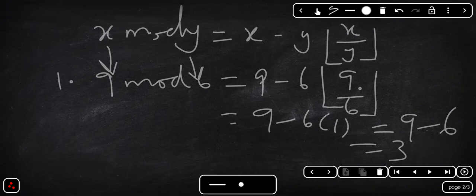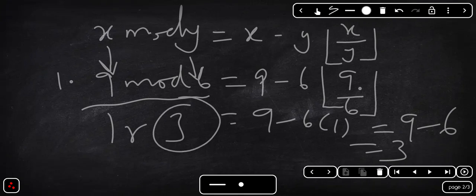And if you solve this normally, 9 mod 6, how many 6s can we see in 9? That is 1, remainder 3. So the remainder is your answer, which is 3. So we have 3 as our answer.